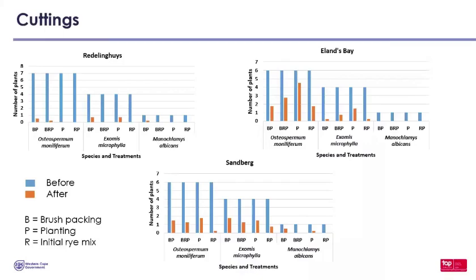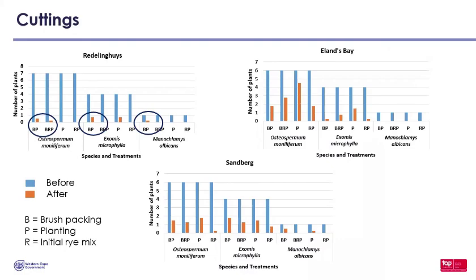Significantly more cuttings survived at Elands Bay and Sandberg sites than at the Redelinghuys site, with Osteospermum moniliferum being the most successful over all the sites. The hot, dry summer took its toll and many plants died by June 2022. However, at the Redelinghuys site, which had the least natural cover, almost all the plants died by August 2023. Here at Redelinghuys, survival was better in the treatments with brush packing.